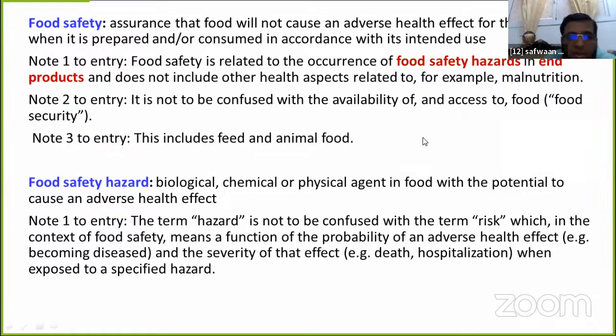Then what is a food safety hazard? This is our main focus for today's presentation. A biological, chemical or physical agent in the food with the potential to cause an adverse health effect is called a food safety hazard. Here, the term hazard should not be confused with the term risk, which in the context of food means a function of the probability of an adverse health effect, for example, becoming diseased, and the severity of that effect, for example, death. So this should not be confused with the hazard.